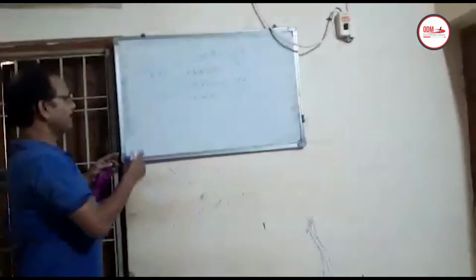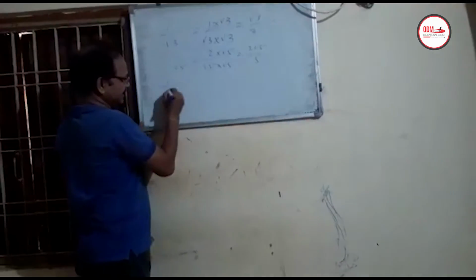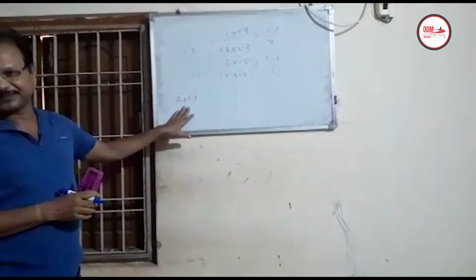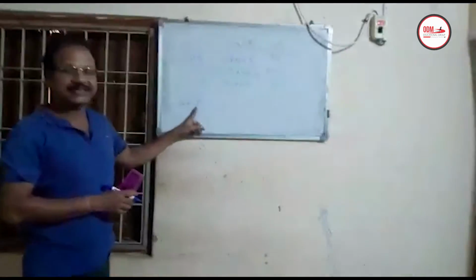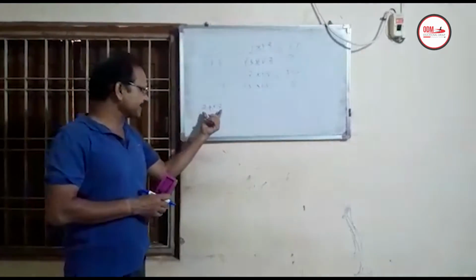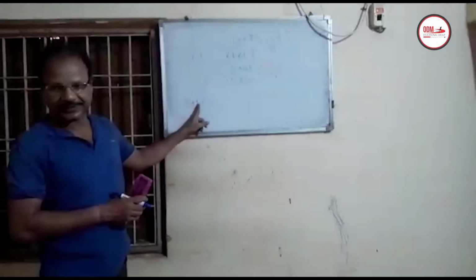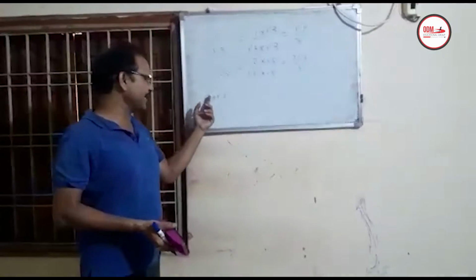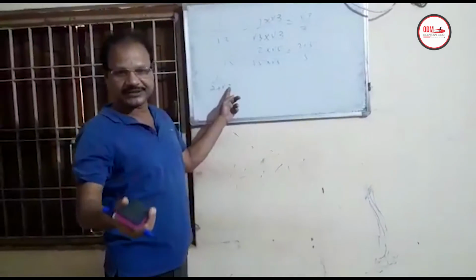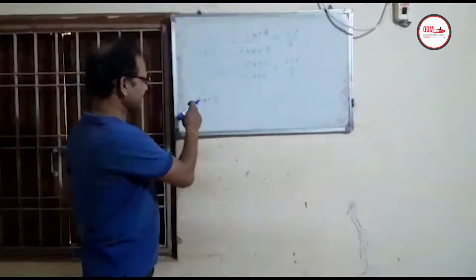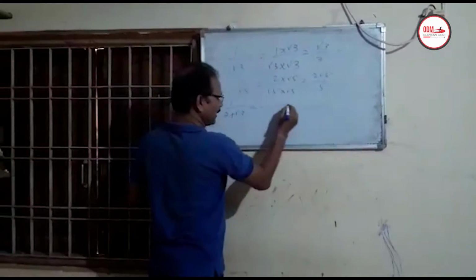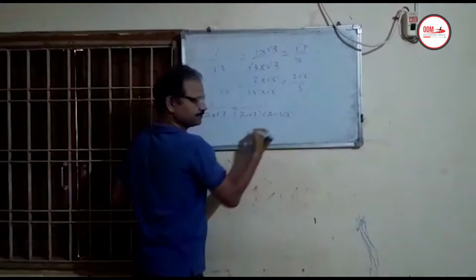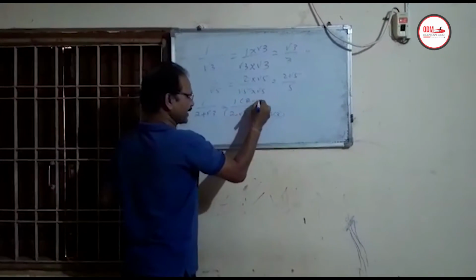Now in case of a binomial, suppose I write here 2 plus root 3. The denominator is a binomial. You have to see what its rationalizing factor is. Since it is written in the form a plus b, its rationalizing factor is a minus b. If the denominator is a minus b, then its rationalizing factor is a plus b. Now it is in the form a plus b, so we multiply by a minus b, and the same thing in the numerator.